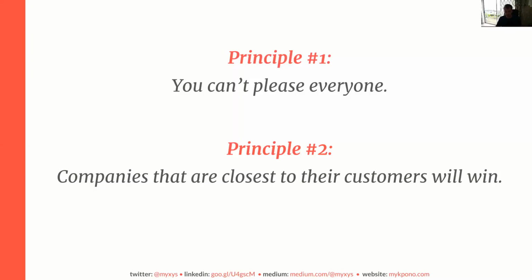Principle number two is that companies that are closest to their customers will win. There are multiple examples here, but I would like to share one that probably all of you know about: Toys R Us. This is a toy retailer that went out of business and filed for bankruptcy in 2017, and in 2018 they closed all their stores.